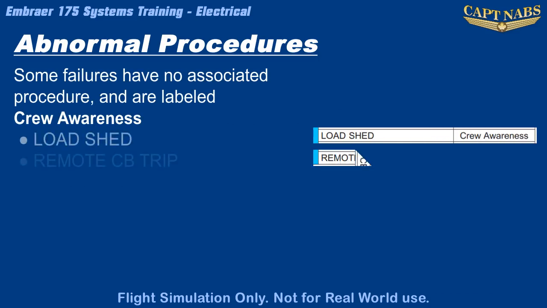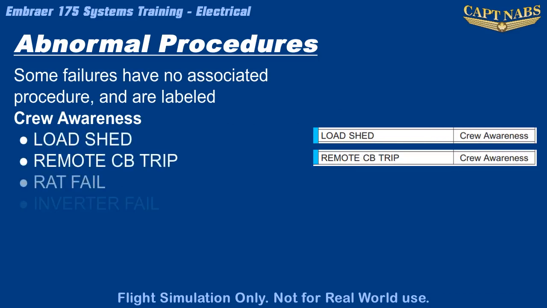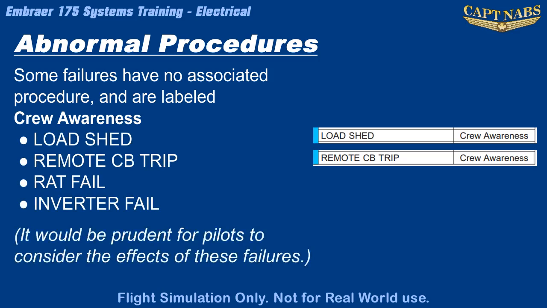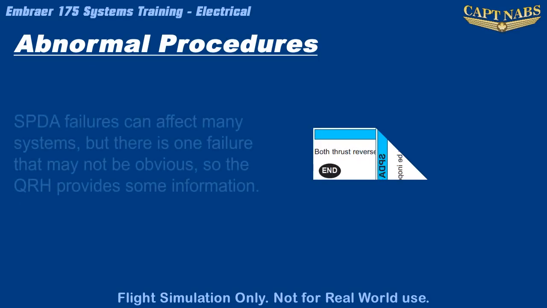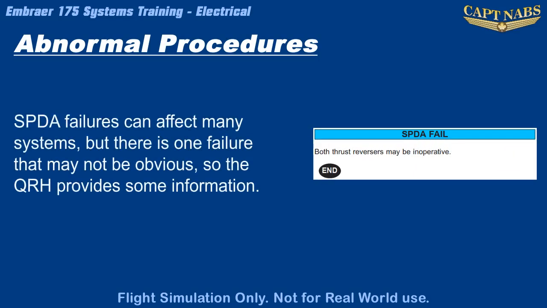Load shed, remote CB trip, rat fail, and inverter fail have no associated procedure, though it would be prudent for the pilots to analyze what circuit breakers have tripped on the MCDU after a remote CB trip message and determine the ramifications. The SPDA failure checklist simply informs pilots that, depending on exactly how the SPDA has failed, thrust reverse may not be available after landing.